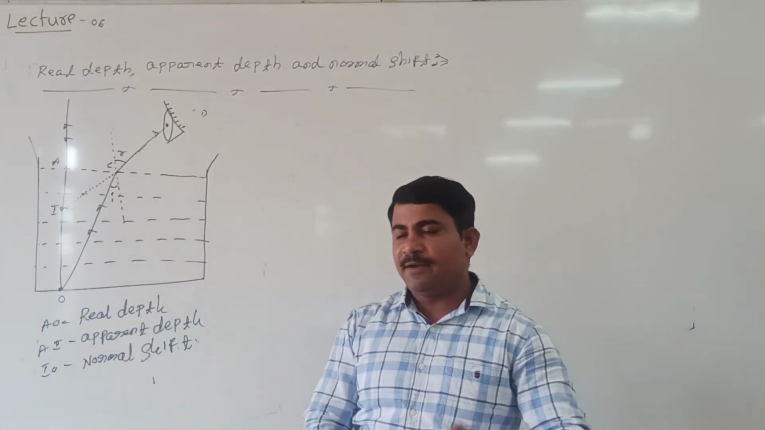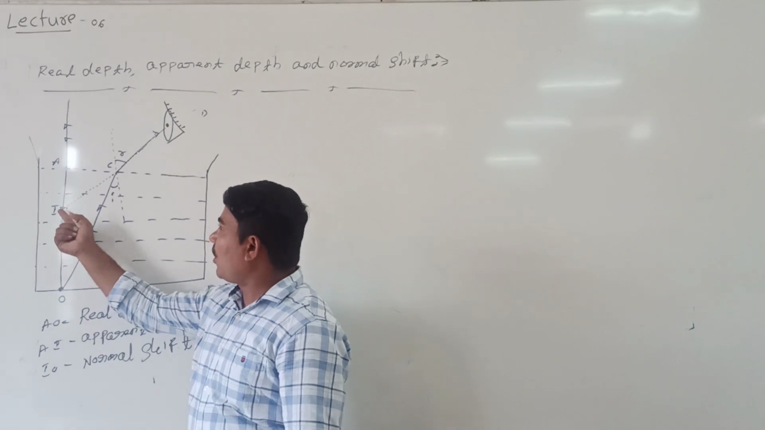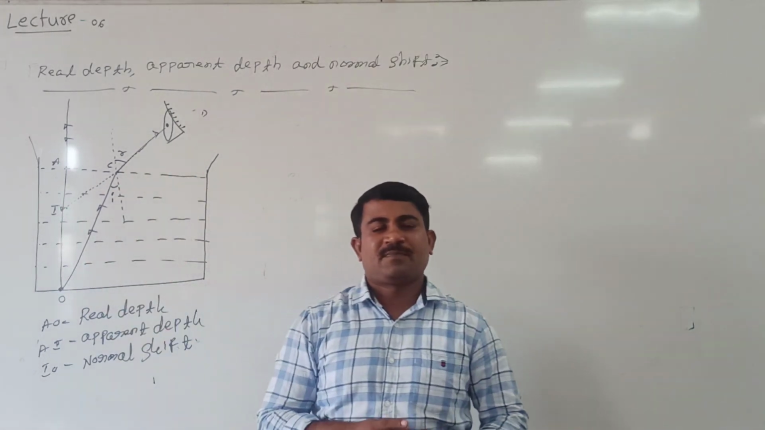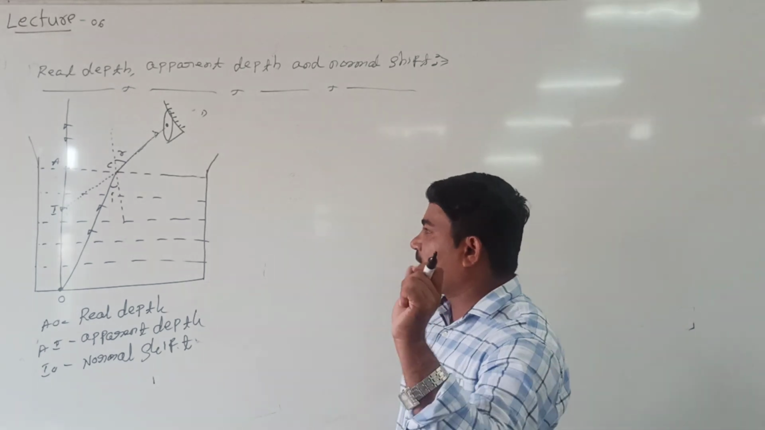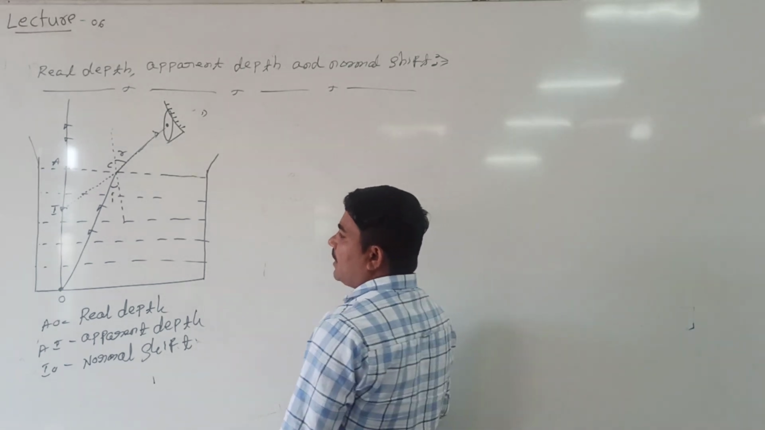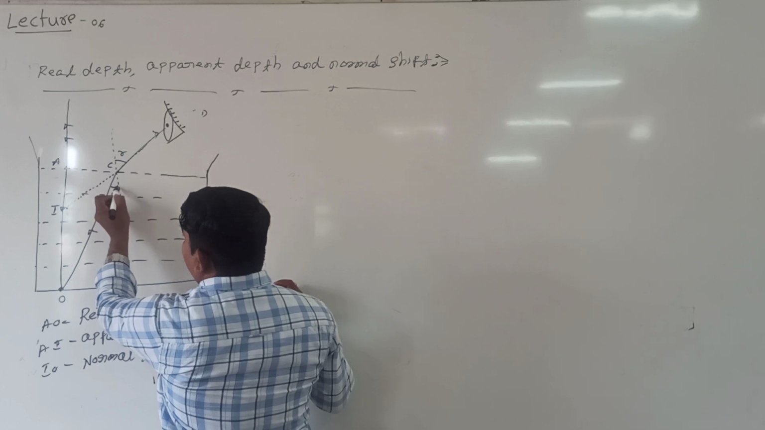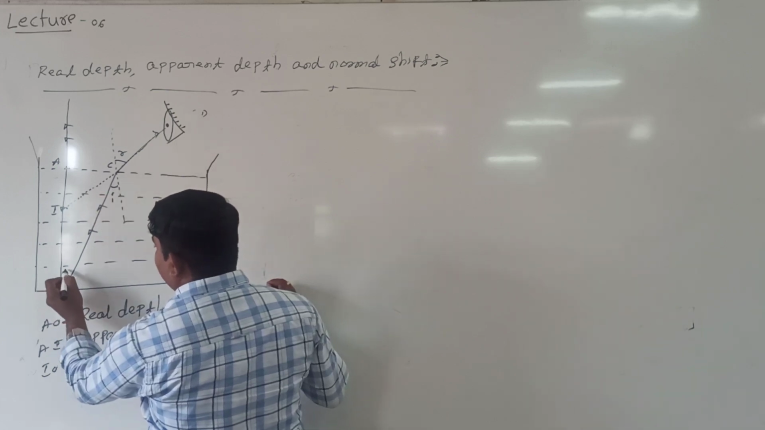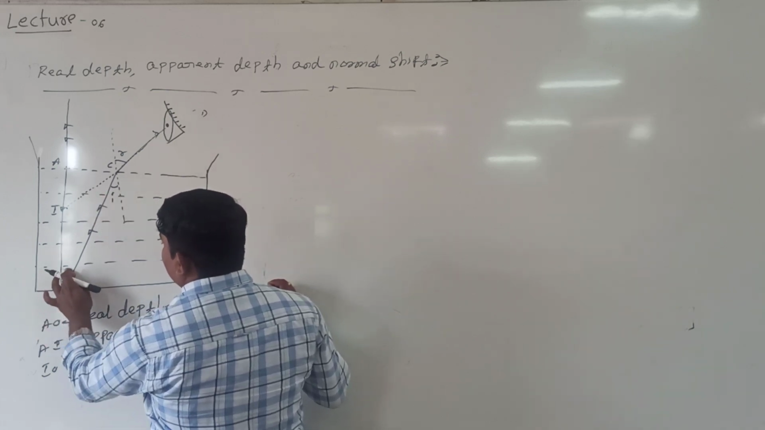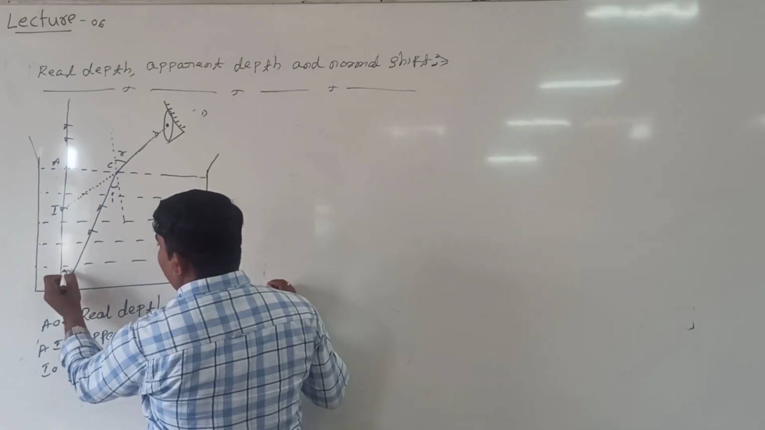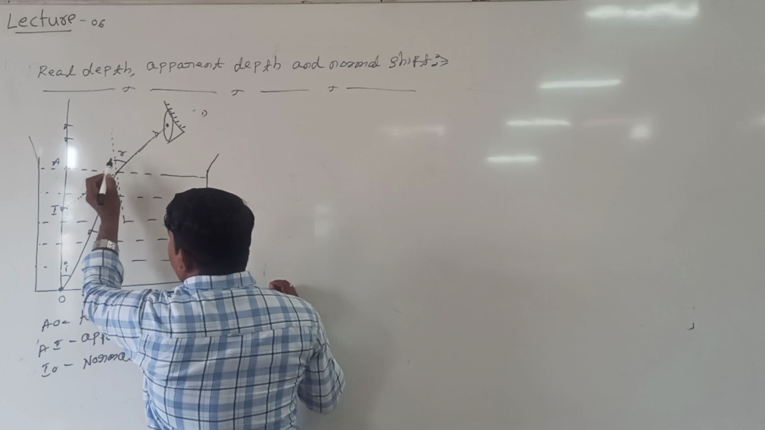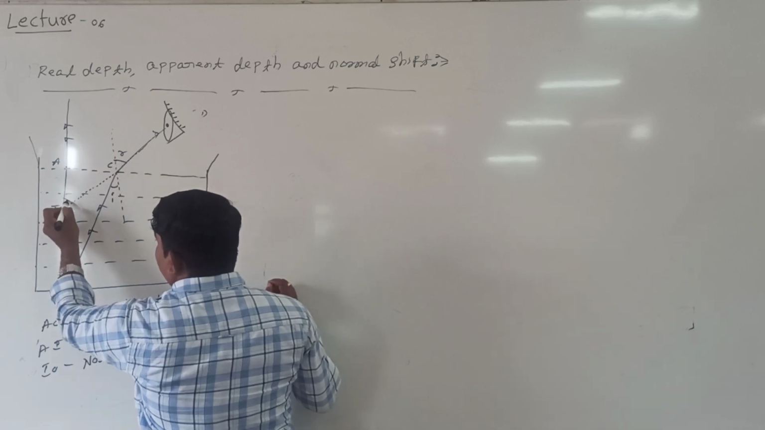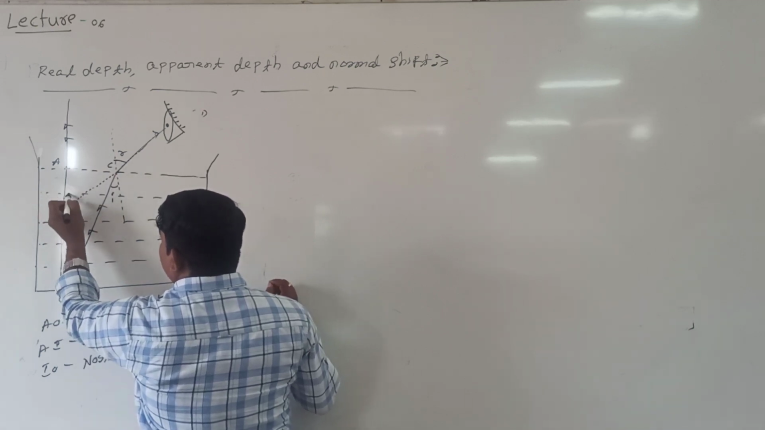Apparent depth, how to define? Shifting position of the object due to refraction of light, that we are calling apparent depth. See here in this figure, if this is the angle of incidence, then this is also the angle of incidence, represented by I. If this is the angle of refraction, this is also the angle of refraction. Angle of refraction can be represented by R.